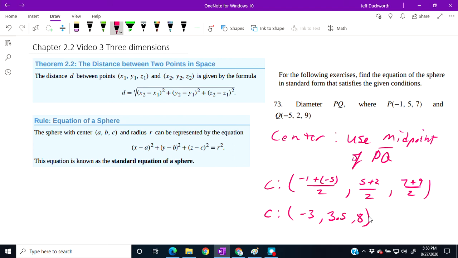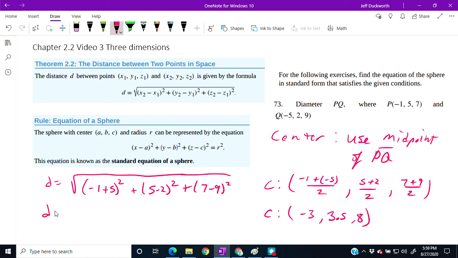So the distance of this line is the diameter, which half of that will be the radius. So our distance between these two points will equal, now we're subtracting this time, so a -1 minus a -5. Let's draw that a little bigger. -1 minus -5 will be +5. Our y components are 5 minus 2, and our z components are 7 minus 9.